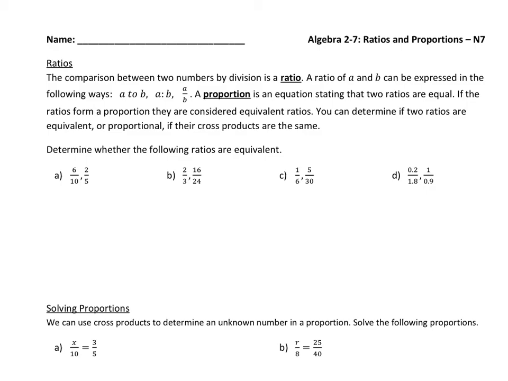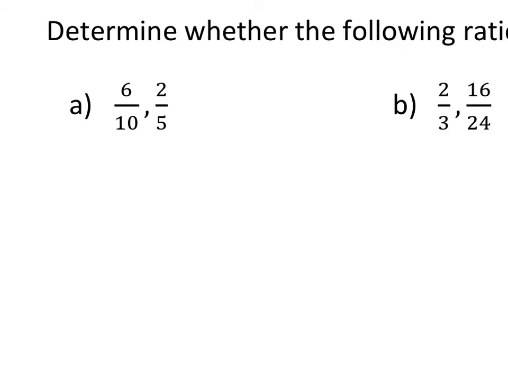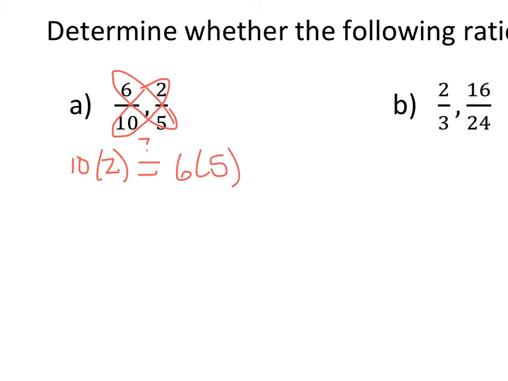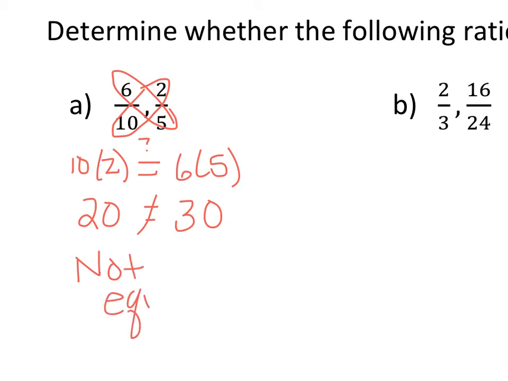Let's take a look at A. To do this, what we're going to do is find their cross products. So I want to know, is 10 times 2 equal to 6 times 5? Well, 10 times 2 is 20, and 6 times 5 is 30. The cross products are not equal, therefore these ratios are not equivalent.